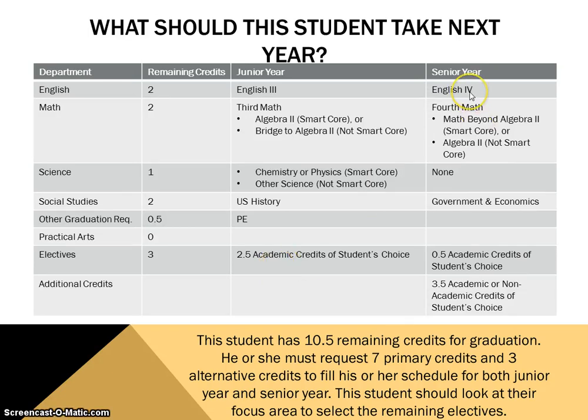And then senior year, they'll have 1 with English, 2 credits with math, 3 credits with government and economics, which are each semester courses. They'll have a half credit remaining to make this 3 electives complete, and so they'll be at 3.5. So this student actually will have a little wiggle room to take 3.5 more academic or non-academic credits of their choice.